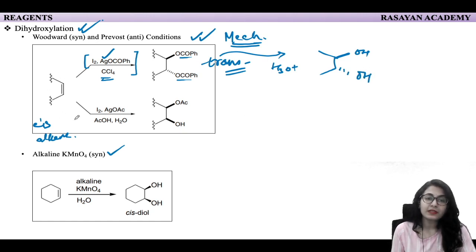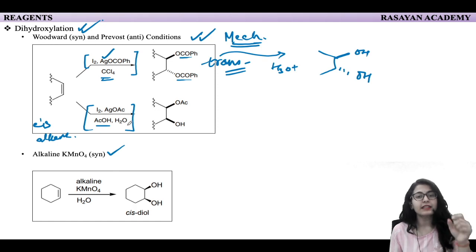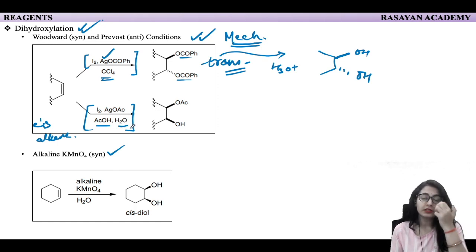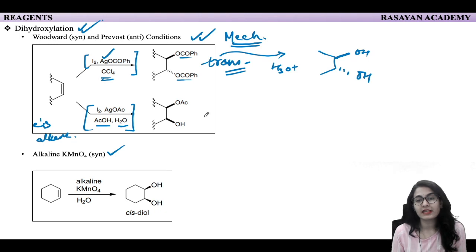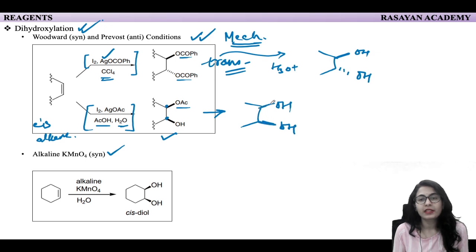Also, if the same cis alkene is treated with iodine and again silver carboxylate salt of any acid, but in the presence of water as a solvent. So the difference is water: when water is taken as a solvent, in the first step you are going to get something like this. It is not a diol yet, but it is an alcohol and an acetyl group, which on hydrolysis is going to give you a cis diol. Okay, so you can check out the whole mechanism in the Woodward and Prevost video.